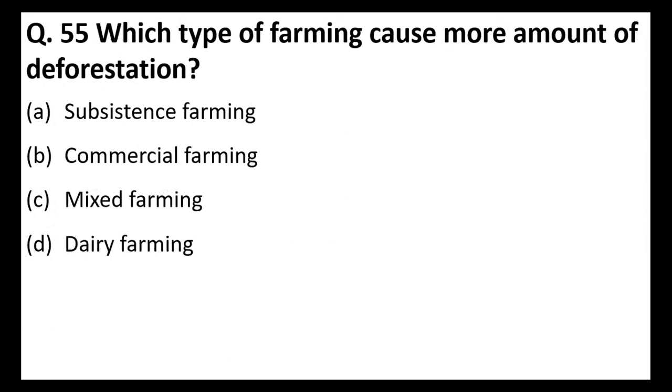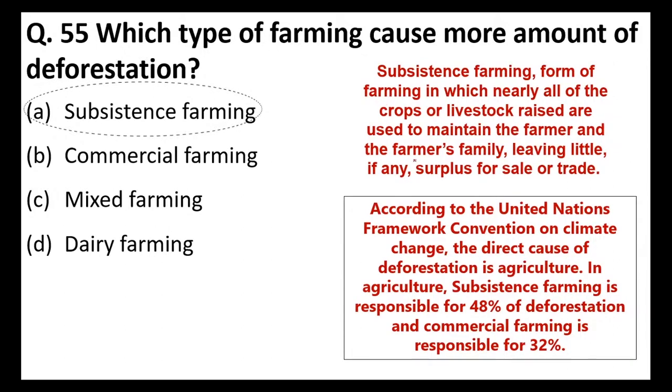Which type of farming causes more amount of deforestation? Subsistence farming, commercial farming, mixed farming, or dairy farming? Which causes more deforestation? The answer is A, subsistence. Subsistence farming is when you cultivate something to fulfill the need of yourself and your family, and not for the purpose of trade. Subsistence farming is responsible for 48% of deforestation. So for subsistence, you have 48%, then commercial, you have 32%.